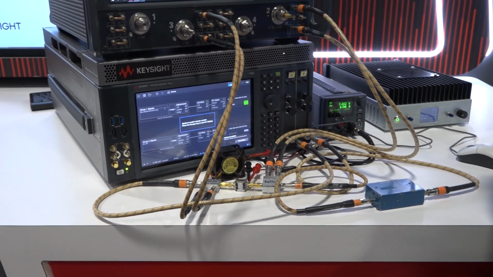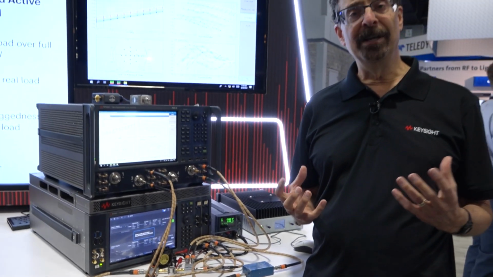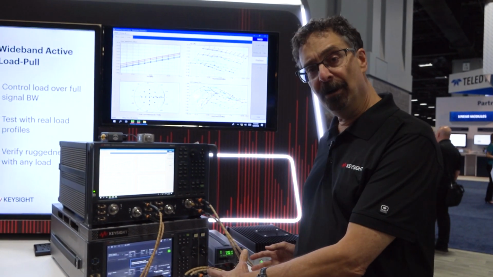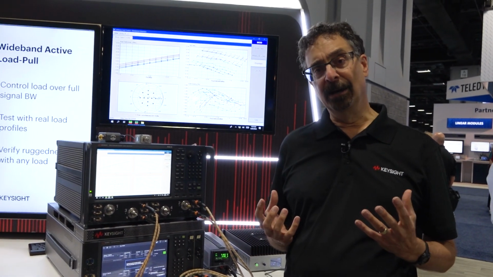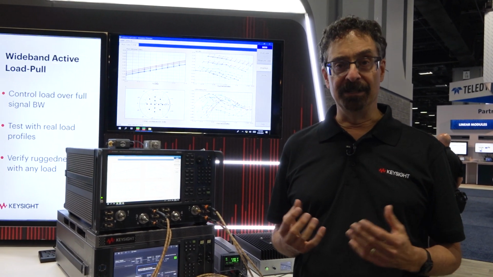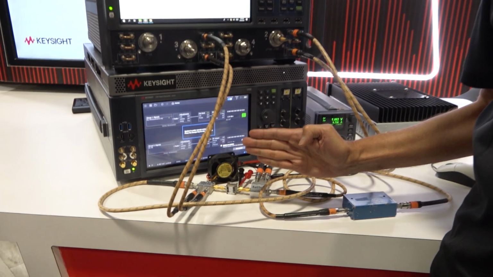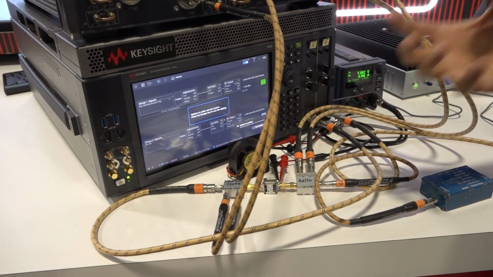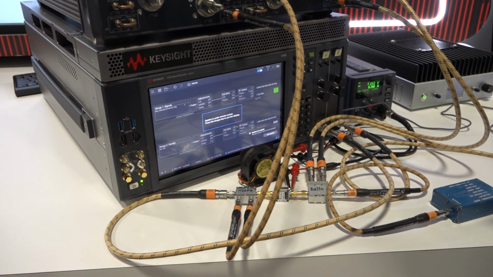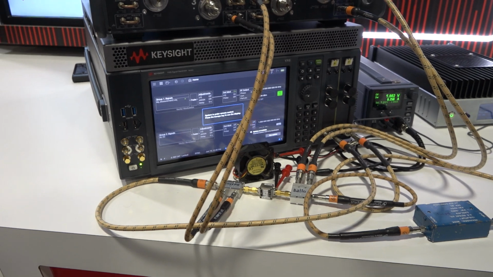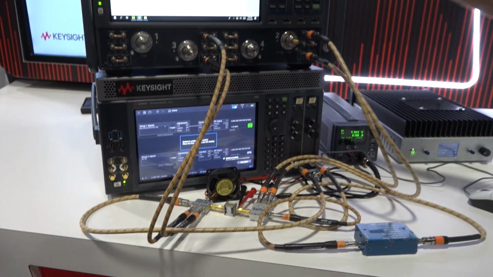impedances. So the traditional way of doing load pull is with a mechanical tuner, but we're doing it here in an active sense. So what we're doing is sending a reverse signal into the amplifier that would be the equivalent wave that you would get from a mechanical tuner. So our setup uses a PNA-X.